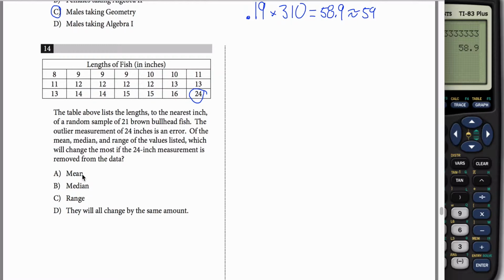Option 1 is to calculate the mean, the median, and the range with this observation in there, and then to recalculate the mean, the median, and the range with this outlier removed, and see what changes the most. That'll take you a long time. I don't recommend doing that. If you can think about this, you can come up with the correct answer, which will end up being the range here, by kind of going through this logic.